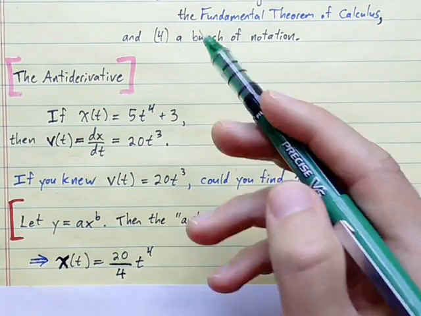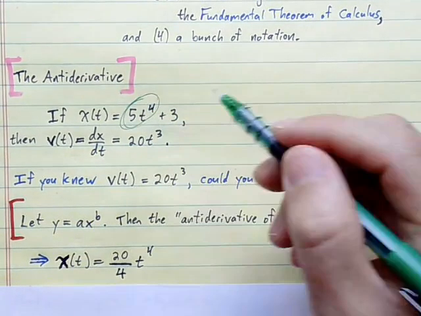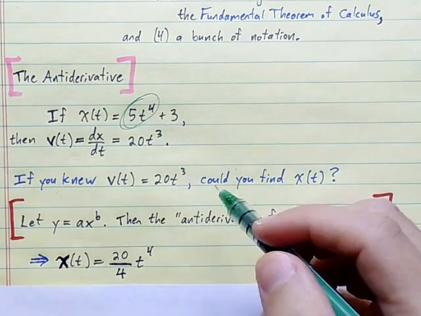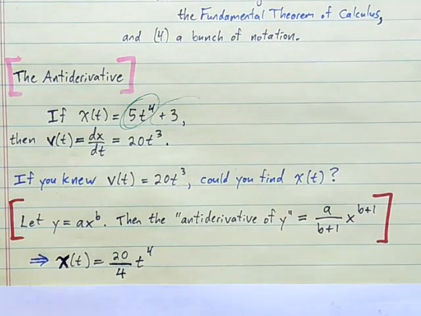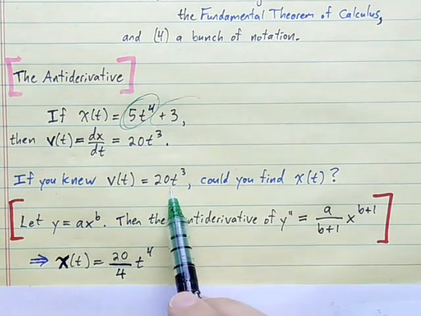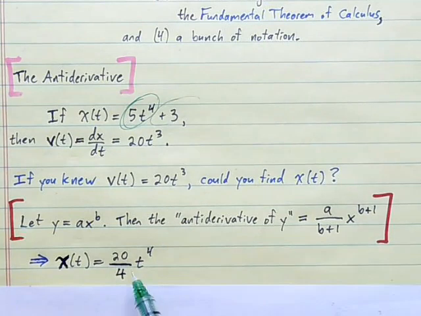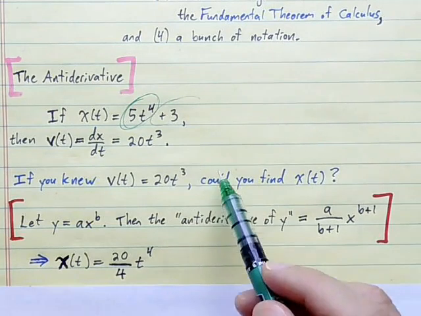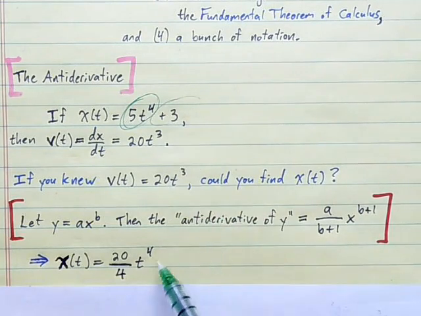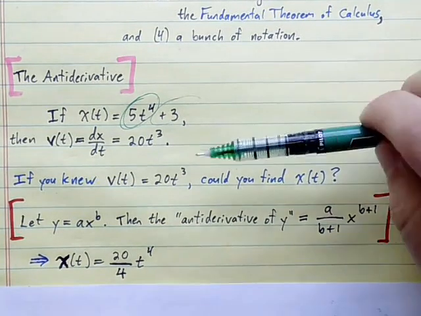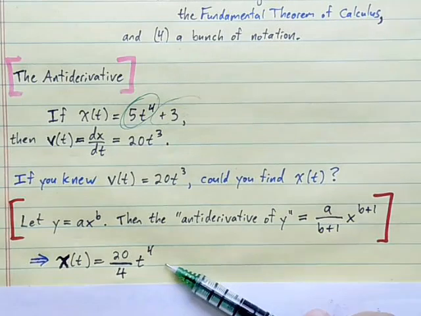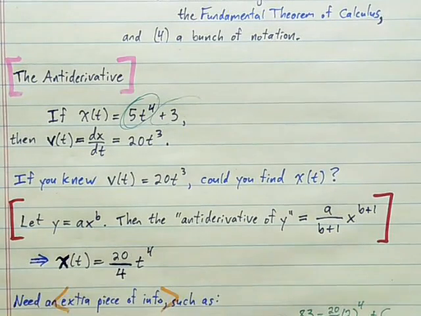And yes, indeed, that is the first term in our position function. But you see there's a problem. We don't get the plus 3. Looking at our velocity function, we can apply the reverse rule to get this term, but there's no way to recover that plus 3. There's no information here that tells us that there should be a plus 3. Apparently, there's not enough info here in your velocity function to get back the full position function. We need an extra piece of info.